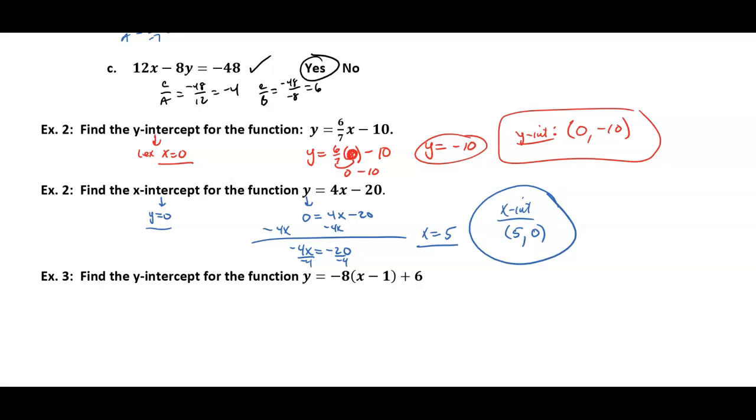Now the next one: find the y-intercept for the function. Again, how do I find the y-intercept? I let x equal 0. So I come over here, y equals negative 8 times 0 minus 1 plus 6. Now I solve for y. 0 minus 1 is negative 1. Negative 8 times negative 1 is positive 8, plus 6 would give you 14. Therefore, my y-intercept would be the ordered pair 0, 14.